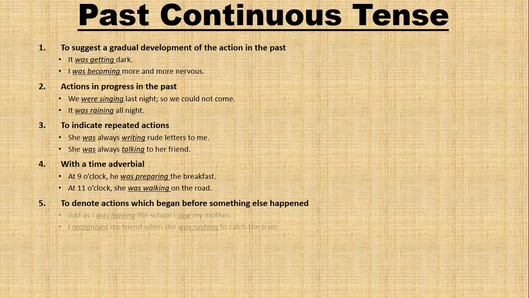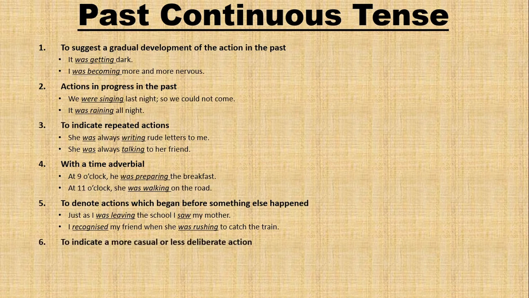So let's see some examples. Just as I was leaving the school, I saw my mother. Was leaving is past continuous and saw is simple past. Alright? I recognized my friend when she was rushing to catch the train. Recognized is simple past and was rushing is past continuous. Alright? So you see, to denote actions which began before something else happened, we use both simple past and past continuous together. Okay?